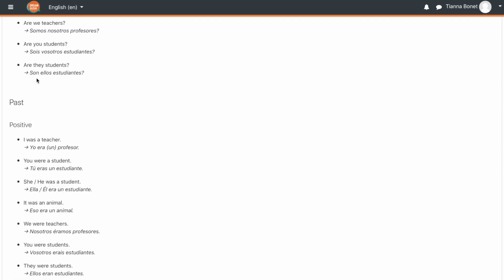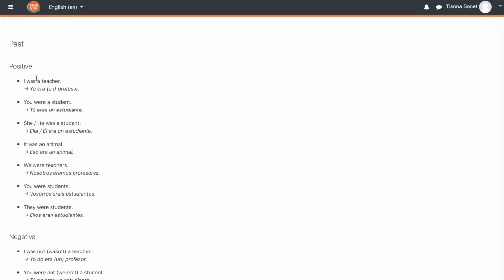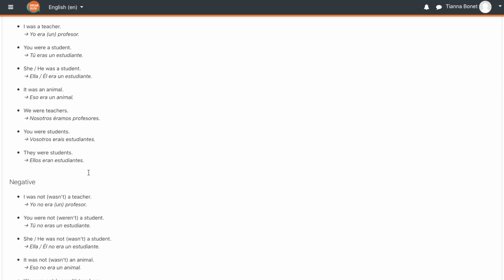Now, to build a past sentence, we need to change the verb to be to the past simple, which is was. Again, this is an irregular verb, so it does not follow a pattern when conjugated. We'll start with I was a teacher. But when you conjugate with you, it's you were a student. She or he was a student. It was an animal. We were teachers. You were students. They were students.